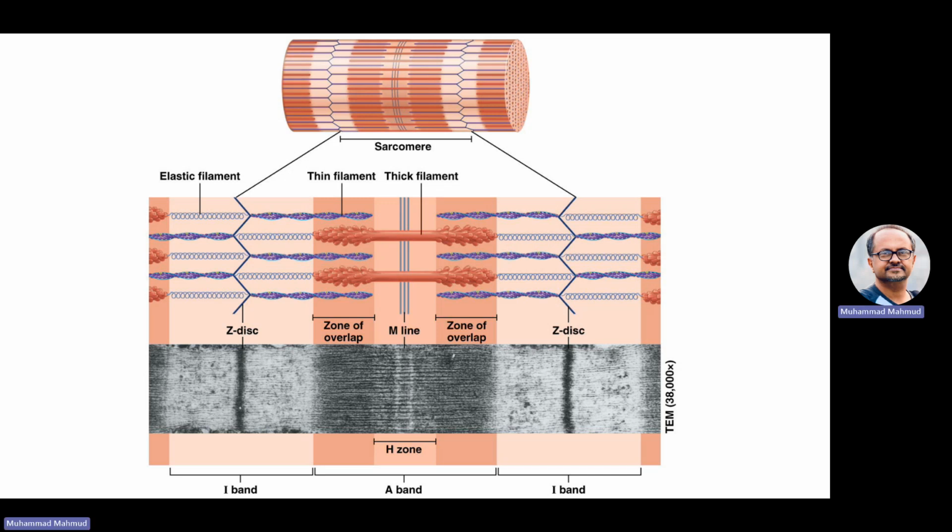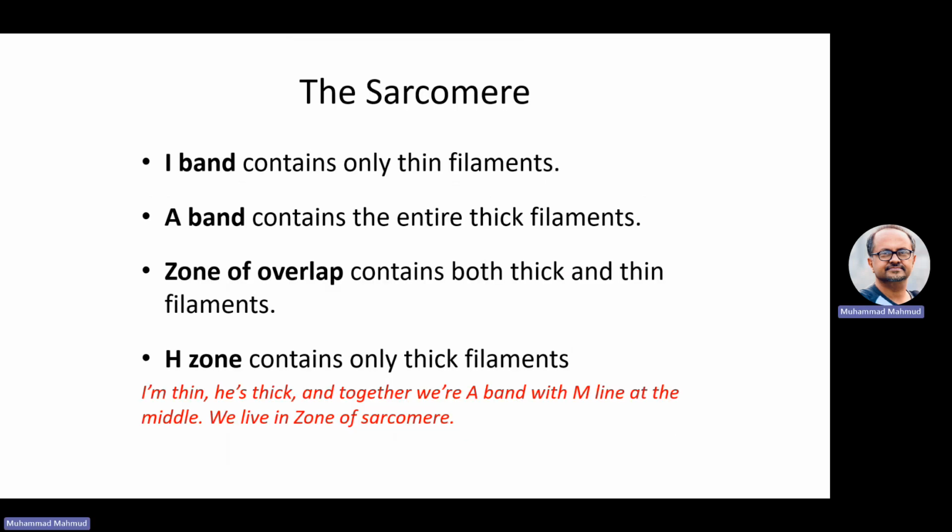So we need to remember those different types of bands and zones. The I band contains only thin filaments. The A band contains the entire thick filament, along with the zone of overlap. The H zone contains only the thick filament. So there's a mnemonic you can try: I'm thin, he is thick, and together we are the A band, with the M line at the middle, and we live in the zone of the sarcomere.